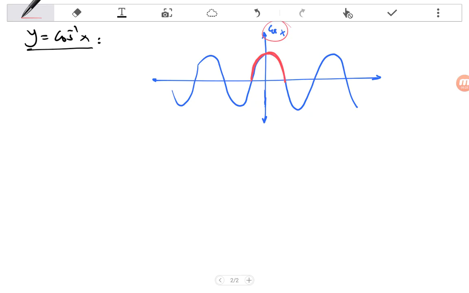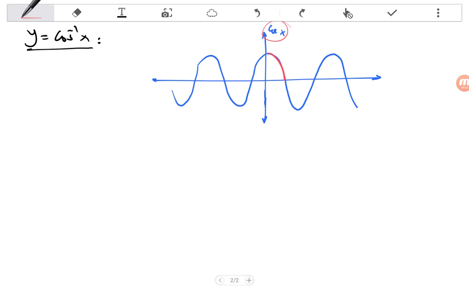No, this is not suitable. Why is this restricted domain not suitable for us in this case? Yes, it is not 1-to-1 in this interval. The function is still not 1-to-1. For the horizontal line test, we have more than one intersection, so it is still not 1-to-1. So this restricted domain is not suitable for us.